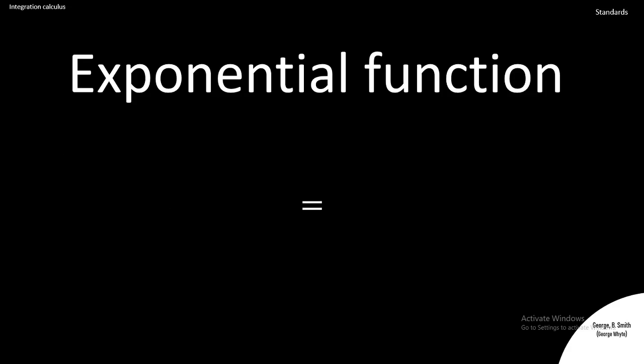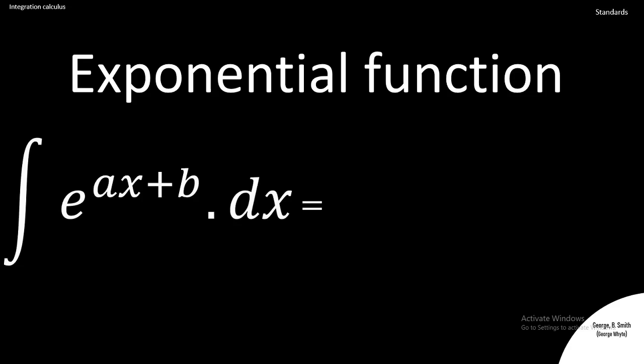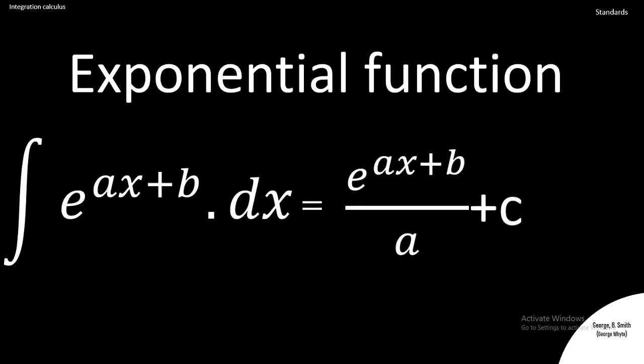But what if it's not just e raised to the power of x? You have e raised to the power of ax plus b, and then you integrate this. In that situation, your result is going to be e raised to the power of ax plus b all over a. Similar to the sine function where we divide by a, here we are dividing by the coefficient of x. That's what we are dividing by. Okay, so that's what we have there.